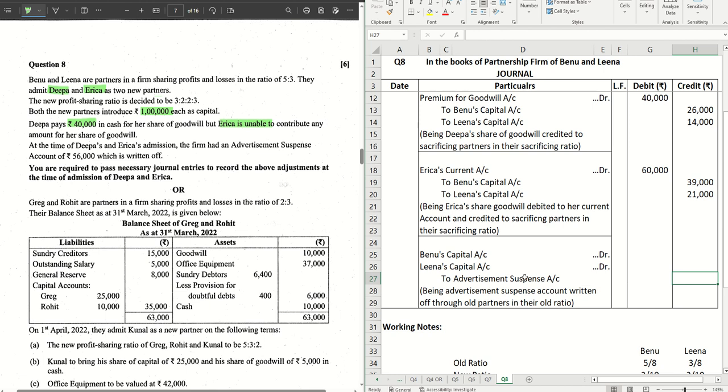So here, 56,000 is the amount, and that is distributed to Benu's capital account, debited to his account in the ratio 5:3. So that means into 5/8, and Lena's share is 21,000, which is a straightaway deduction from 56,000. That is 56,000 minus 35,000. This completes all the journals, being advertisement suspense account written off through the old partners in their old ratio.